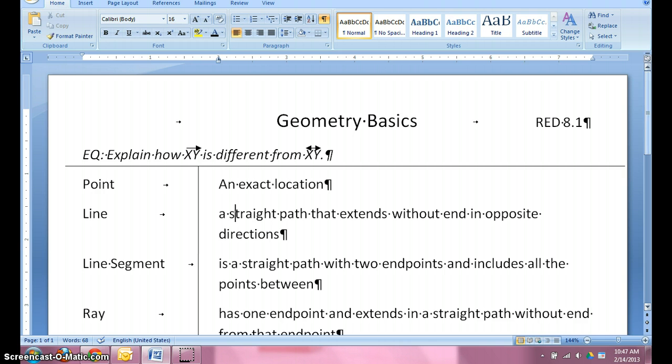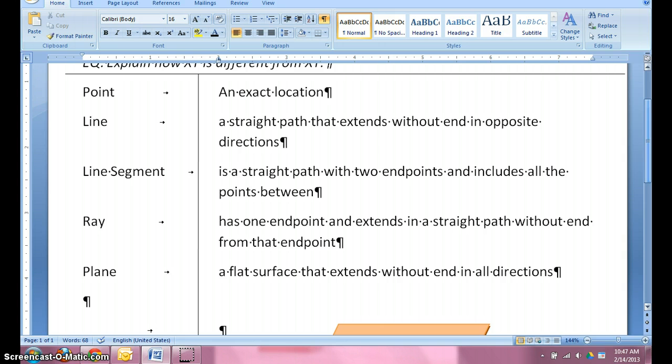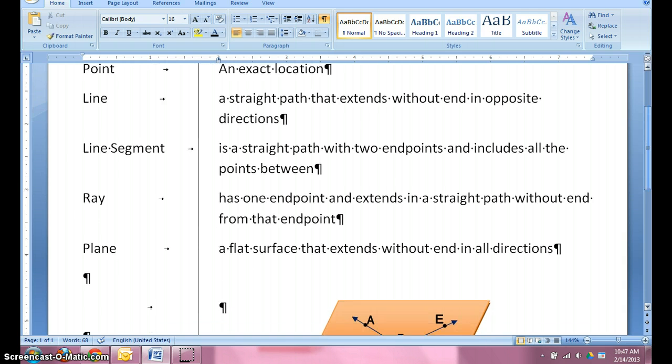Line: a straight path that extends without end in opposite directions. Line segment is a straight path with two endpoints and includes all the points between. Ray has one endpoint and extends in a straight path without end from that endpoint. And a plane is a flat surface that extends without end in all directions. I think of a tabletop or wrapping paper because those are flat and have no dimension.